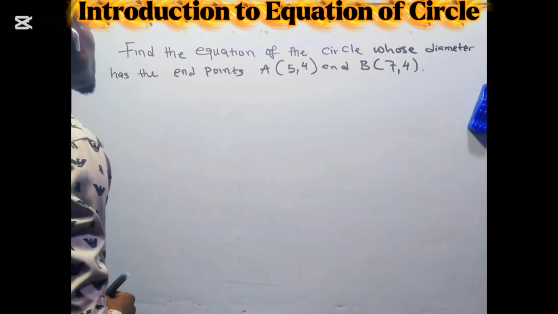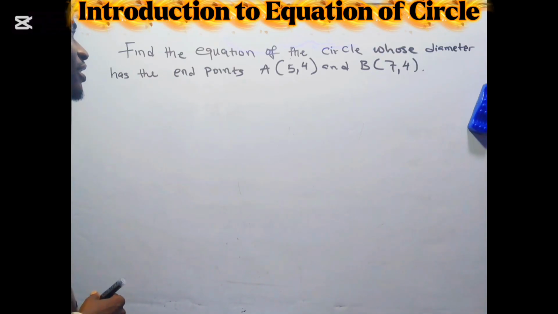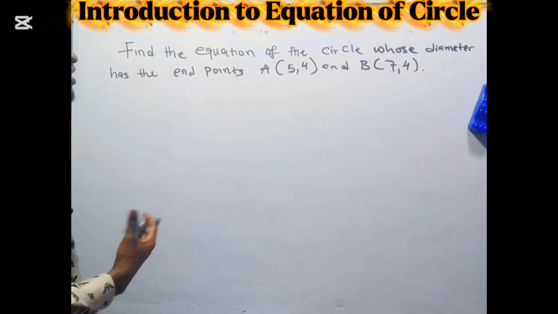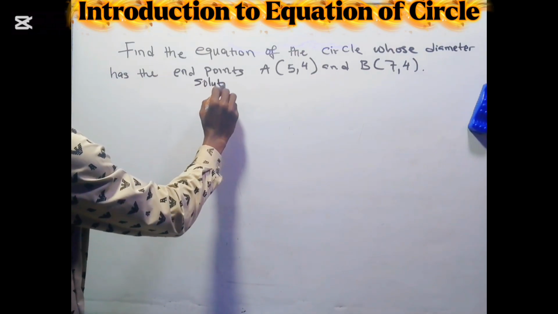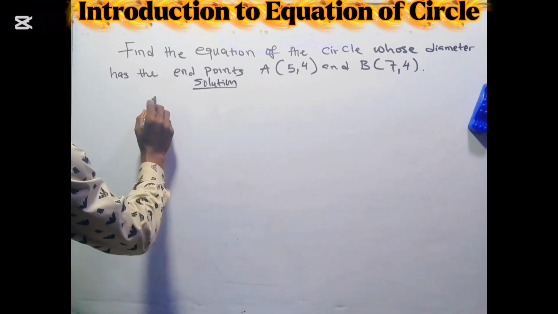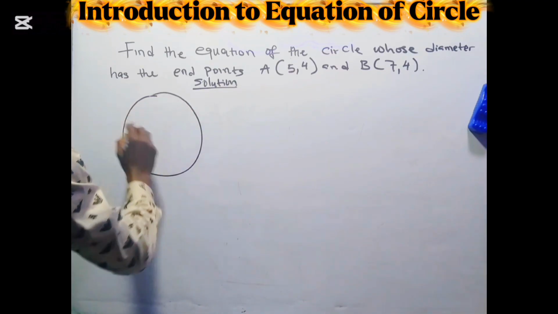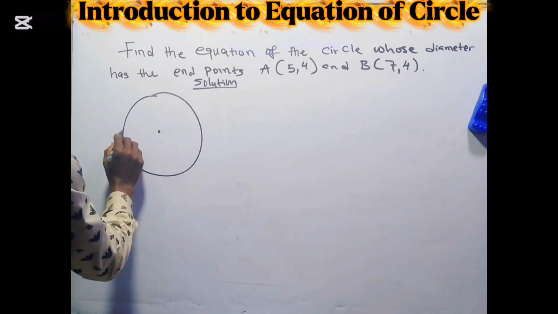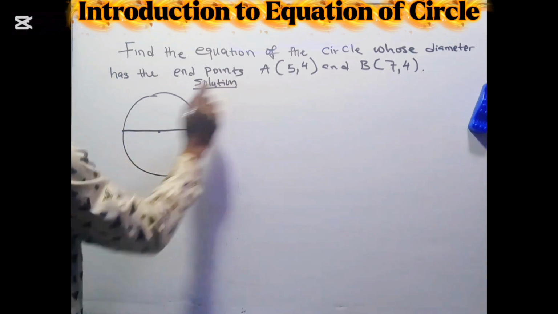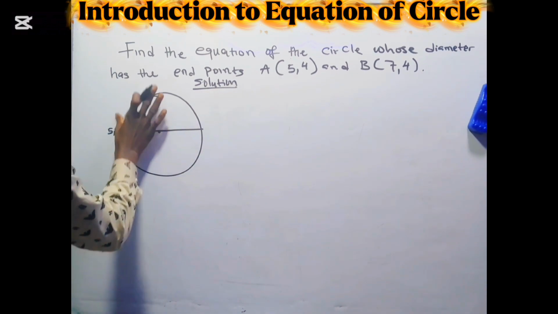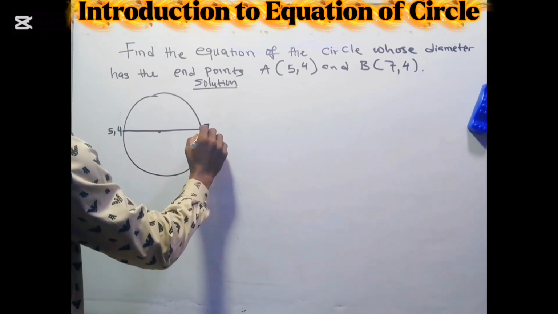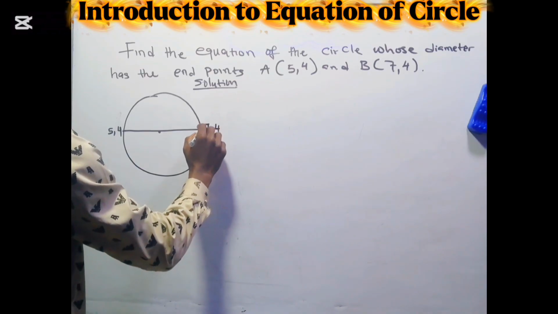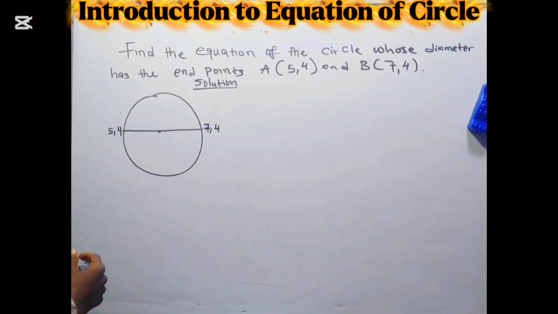Find the equation of the circle whose diameter has the endpoints A (5, 4) and B (7, 4). So (5, 4) and (7, 4) is given as the diameter of a circle. Let's sketch it. If this is the center of the circle, and it has a diameter (5, 4) and (7, 4). So this is the diameter given to us.